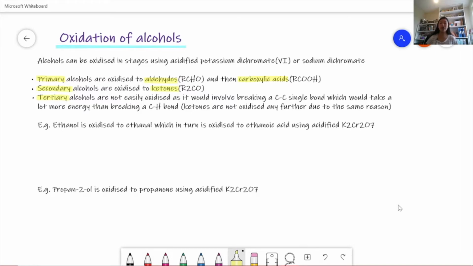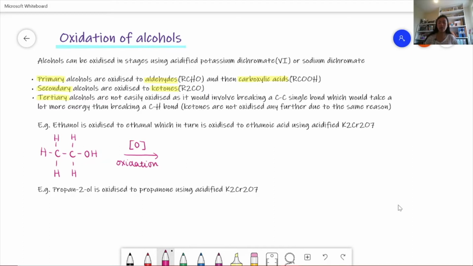So the first example we're going to look at is ethanol, which is a primary alcohol, and it's oxidized to ethanal, which in turn is oxidized to ethanoic acid. So we start off with ethanol, which looks like this. CH3, CH2, and then OH. And then now we draw an arrow, and we use this symbol, so we use an O in square brackets to indicate that we're oxidizing. And so we label this oxidation.